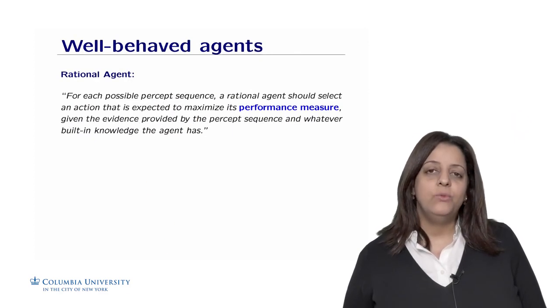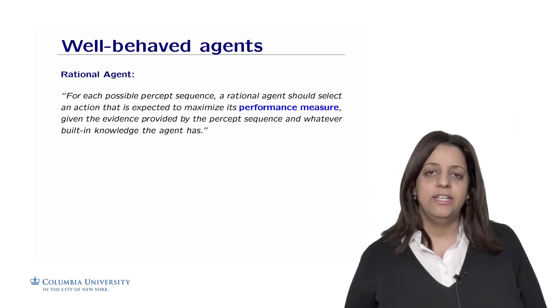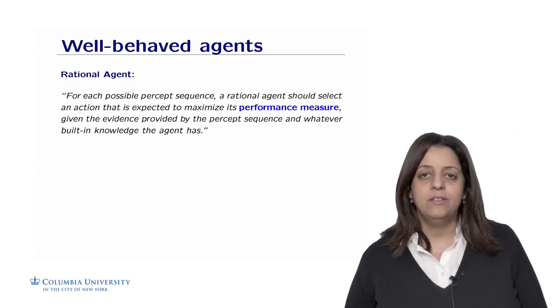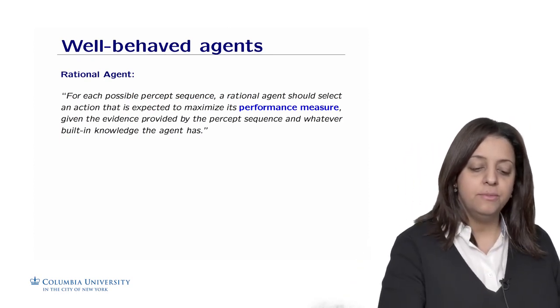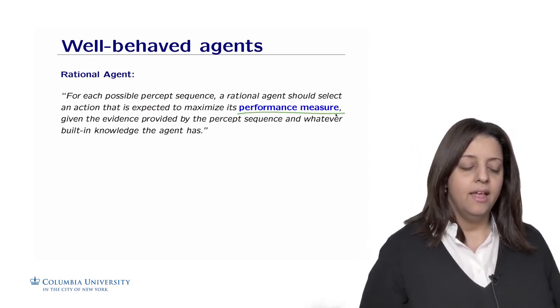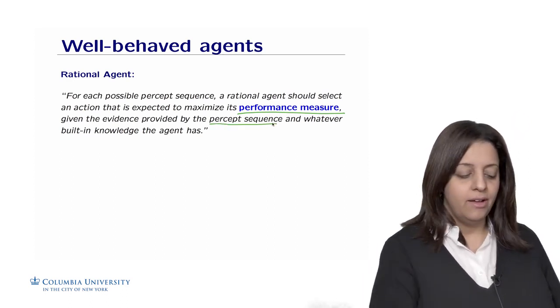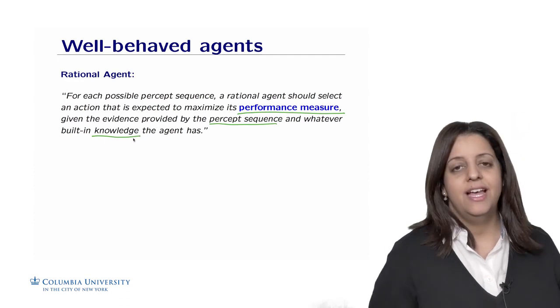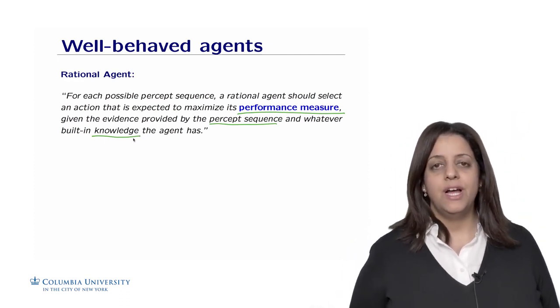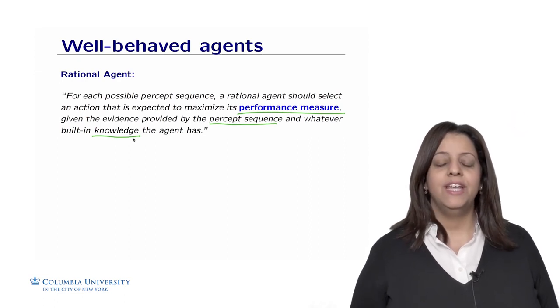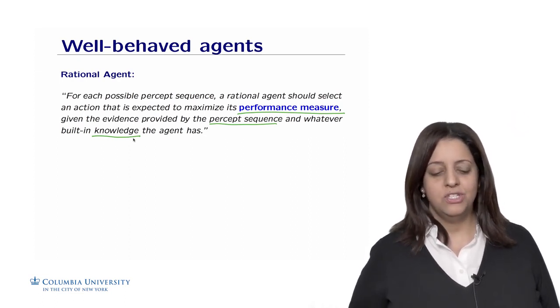So we are interested in well-behaved agents, and these are rational agents that are defined according to Russell and Norvig as follows. For each possible percept sequence, a rational agent should select an action that is expected to maximize its performance measure, given the evidence provided by the percept sequence and whatever background knowledge or built-in knowledge the agent has. So we want this agent to be rational in the sense that it's going to do its best given what it is observing and given whatever background knowledge the agent has.